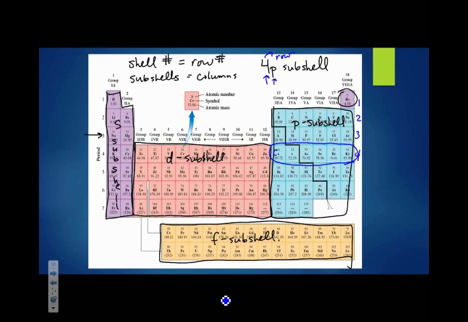I just realized for some reason my periodic table is missing some G's. G-A and G-E, right there.